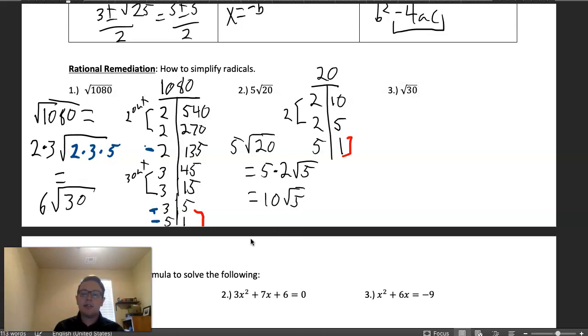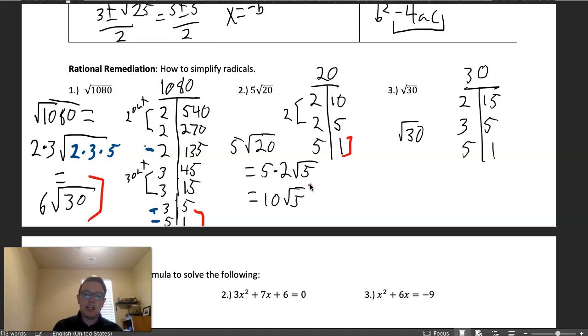Right. Go ahead and do one on your own. What is the square root of 30 reduced? Square root of 30, if we put 30 on the top here, is going to be, divide by 2 to get 15. 15 we can divide by 3, so that's going to give us 5. And 5 divided by 5 will give us 1. Now we don't have any pairs here, meaning we can't pull anything out. That means our solution to this one is the square root of 30. So these are our answers: 6 root 30, 10 root 5, and the square root of 30.